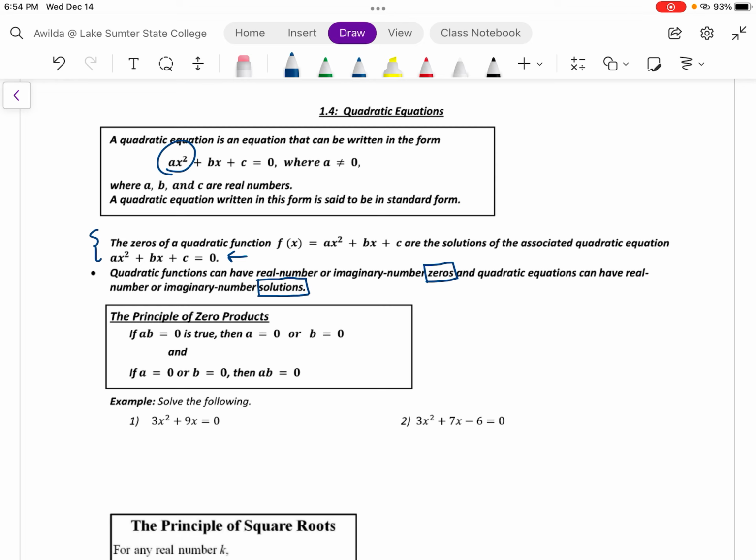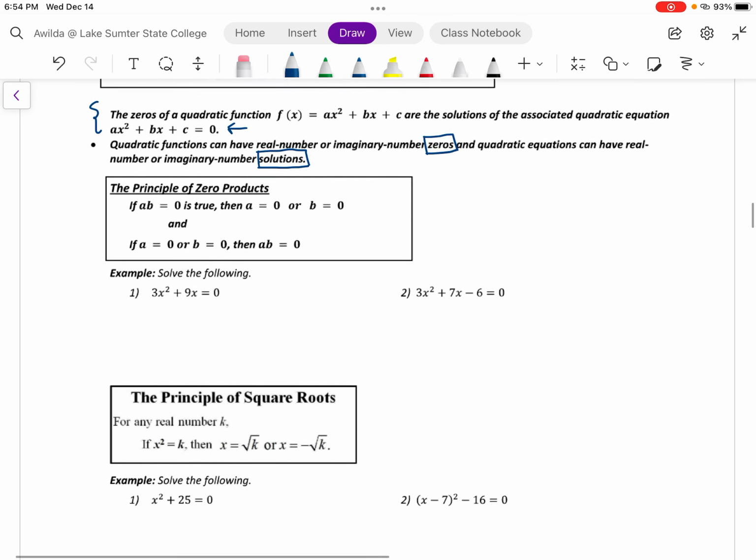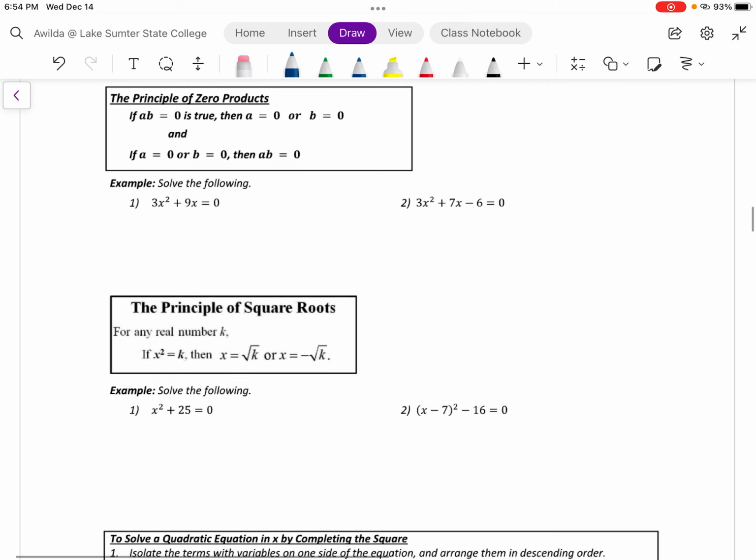Here we have the principle of zero products, which in other classes may be referred to as the zero product rule or the zero product property. It states that if two numbers a and b multiplied together give us 0 as a product, then it must be that one of the numbers was originally 0 to begin with. Equivalently, we can say that the only way to get 0 by multiplying is if we multiply by 0 somewhere along the way. We're going to use this principle to solve the following two examples.